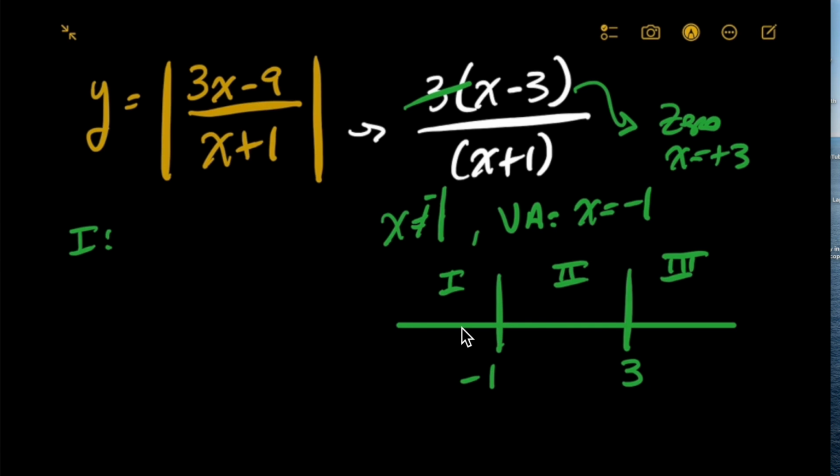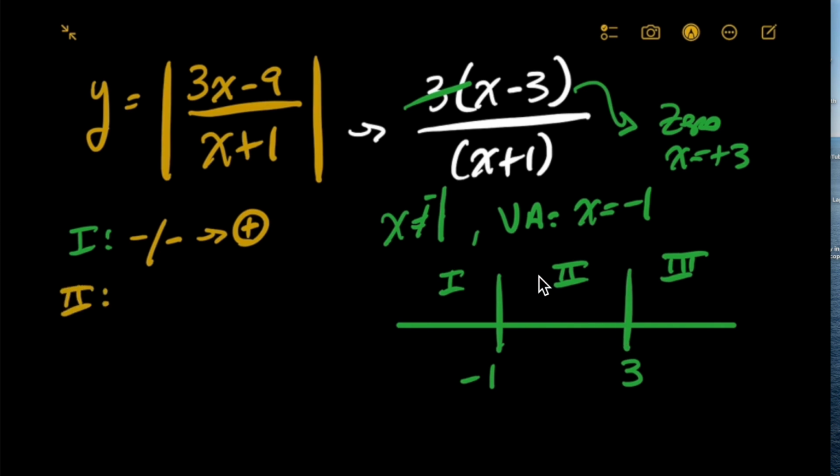Okay, so here we are in zone 1. Let's use -2 and plug that in. If we plug in -2 to the numerator, we're going to get a negative in the numerator, and a -2 will give us a negative in the denominator, so the entire fraction would end up positive.